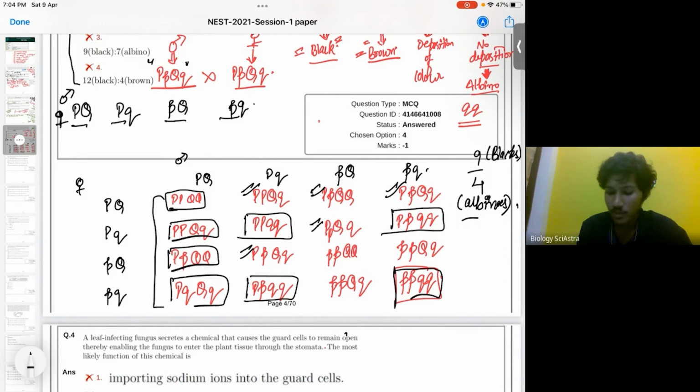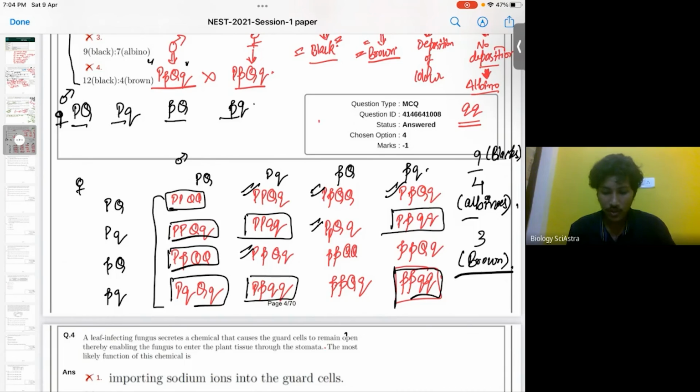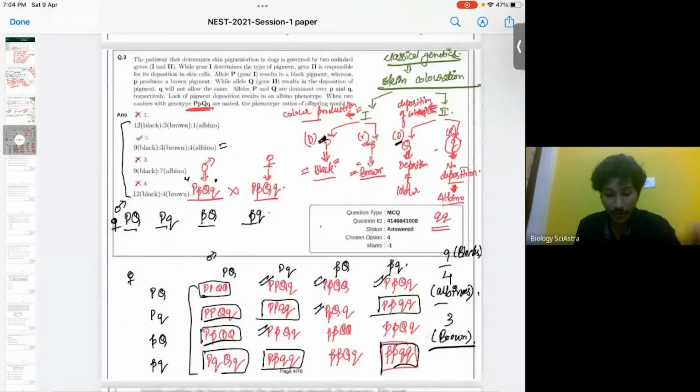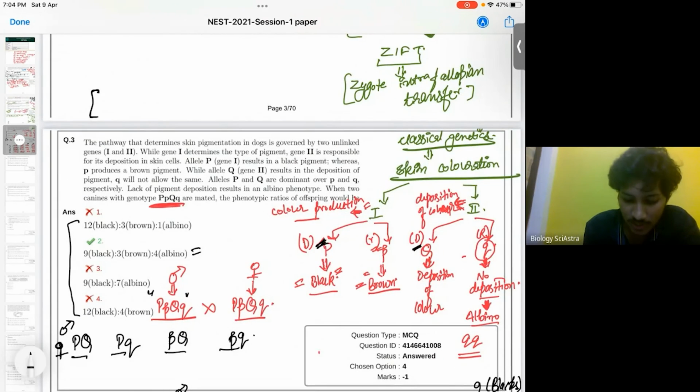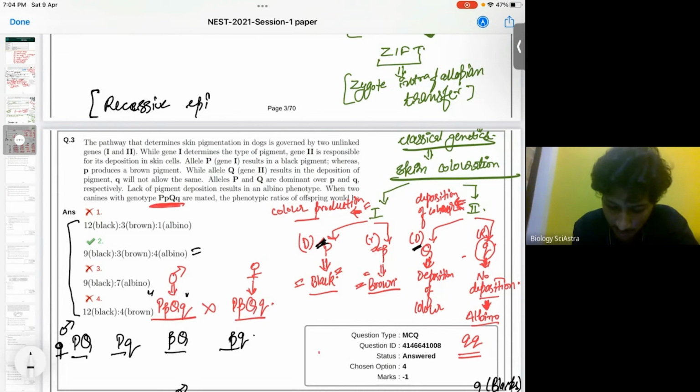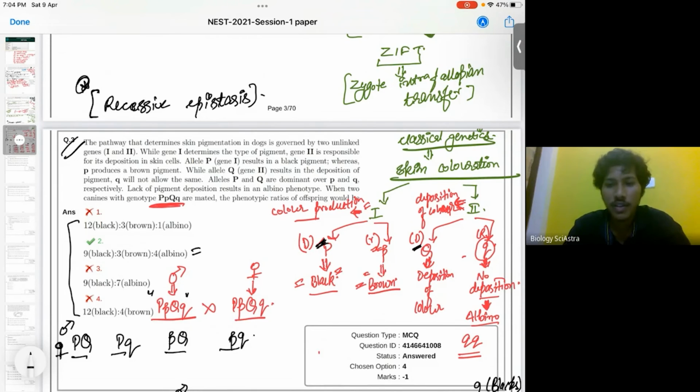Okay, so 9 plus 4, how much? 13. So 16 minus 13 is equal to 3. So 3 will be brown. So this was the question. And if you have read recessive epistasis, then this question will be nothing for you. Okay? The recessive epistasis का example है color, different colors of dogs in some particular species.